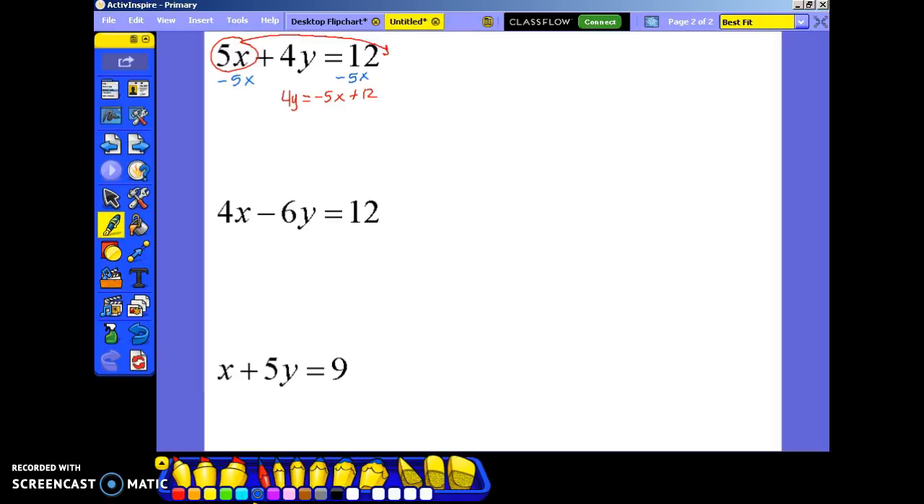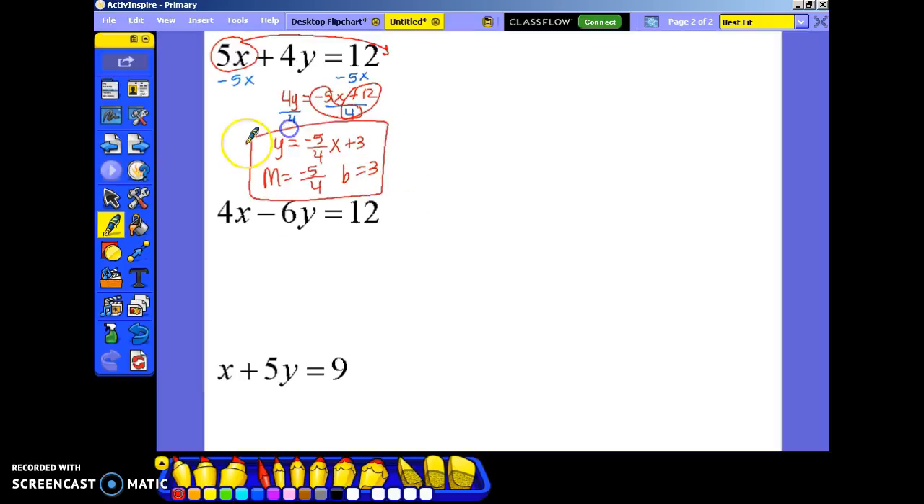Then to get the 4 to move to the other side, if I'm doing 4 times y, I would divide by 4 to do the inverse operation. When you did this, you should have gotten negative 5 divided by 4, which will not give me a whole number, but it does give me a fraction. 12 divided by 4 gives me 3. So you should have gotten that the slope is negative 5 over 4, and the y-intercept is 3.